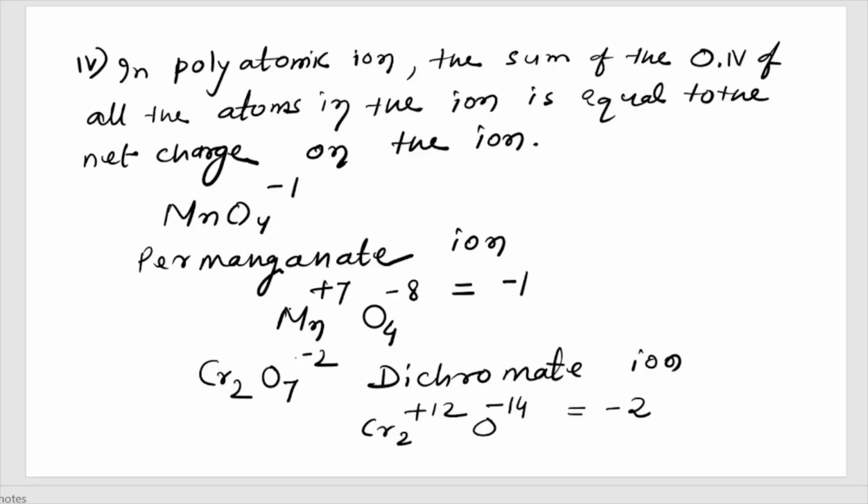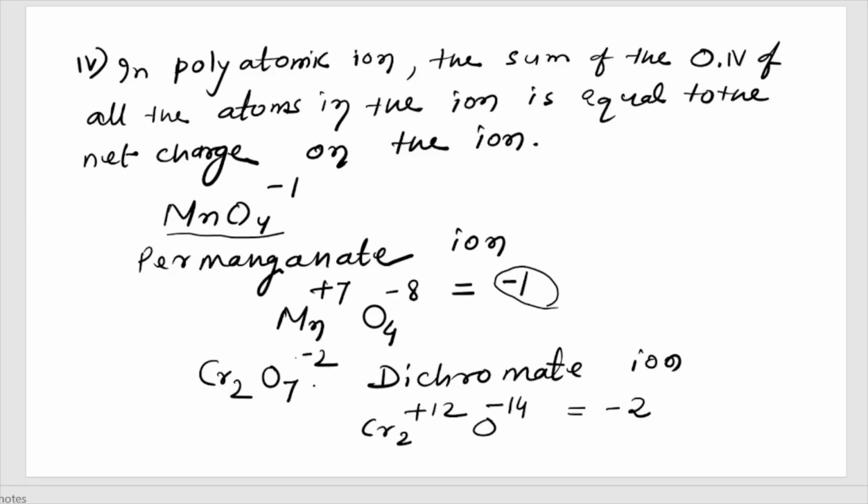Let us say it is the permanganate ion. What is this? Permanganate ion. In permanganate ion, manganese is plus 7, and oxygen is minus 2 into 4, minus 8, and the value comes to minus 1. What is the charge of permanganate? That is minus 1. Permanganate is a part of a compound, so it has an oxidation number, and if you want to calculate for a polyatomic ion, you add all the oxidation numbers according to the charge, then you will get the polyatomic ion charge.